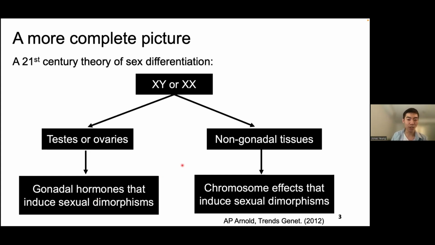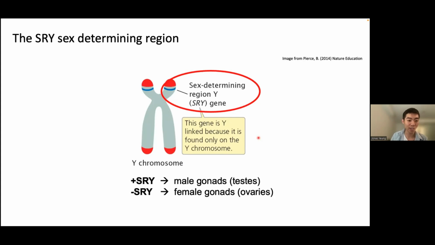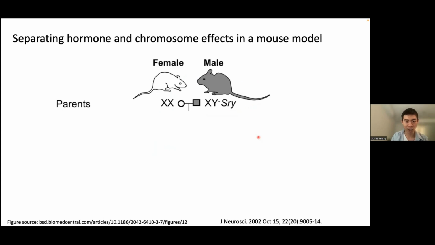And so this might not be intuitive for most people, but this could all be explained by looking closer at the Y chromosome, where on this Y chromosome, there's this SRY region, which determines whether you develop male gonads, so testes, if SRY is present, or if SRY is absent, then you will develop female gonads, so ovaries. And so interestingly, if we move this SRY sex-determining region onto an autosome, then that enables us to study the effects of sex chromosomes separately from the effects of sex hormones that are secreted by the gonads. And that's what's done here in this mouse model known as the four core genotypes model.